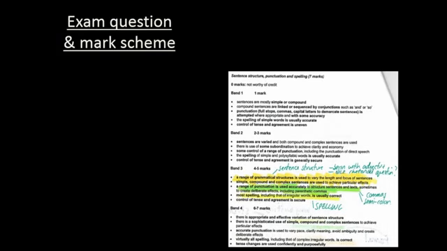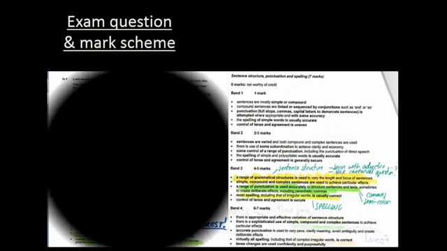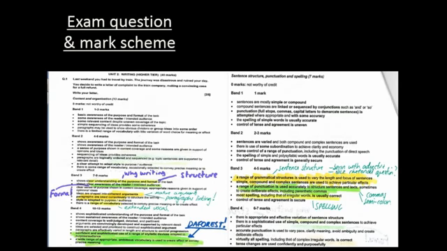For our mark scheme, the mark scheme is the same as before. It's always out of 20: 13 for how you write, 7 for your spelling, punctuation and grammar. To get the top marks, this video will hopefully tell you how you can get to the band 3s and band 4s.